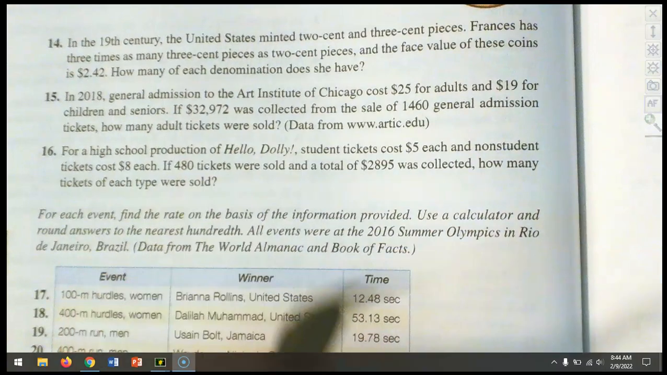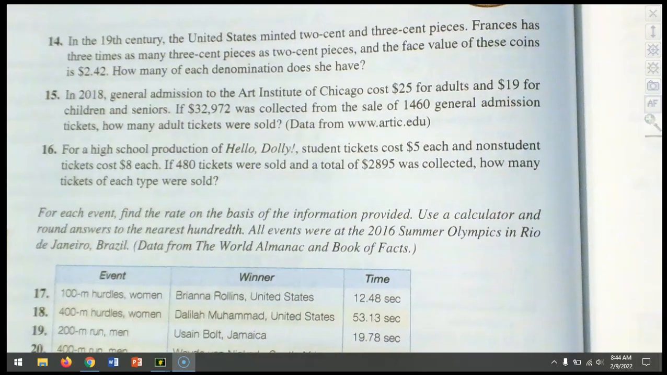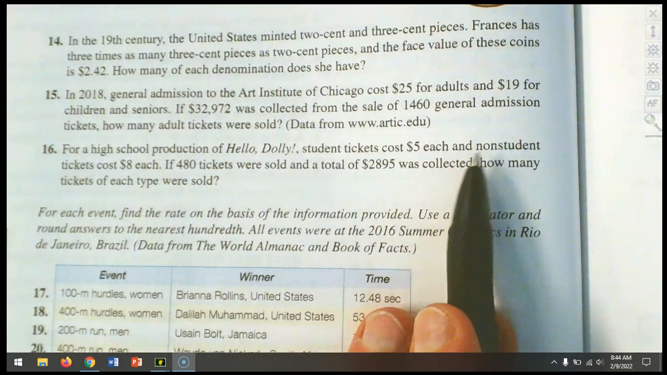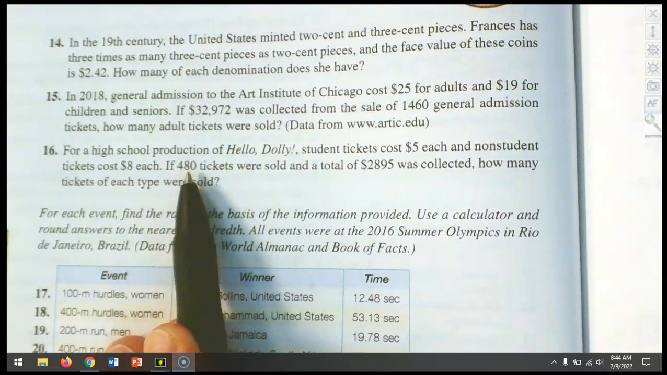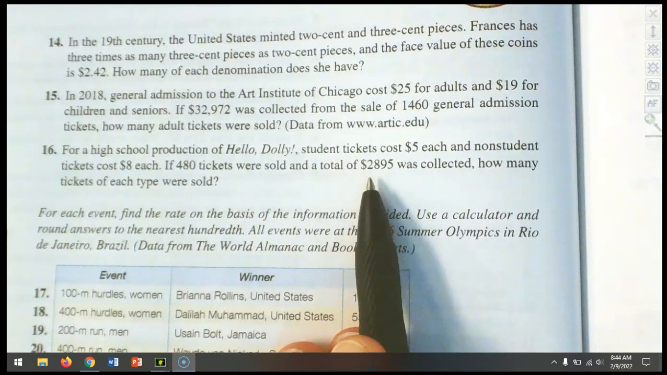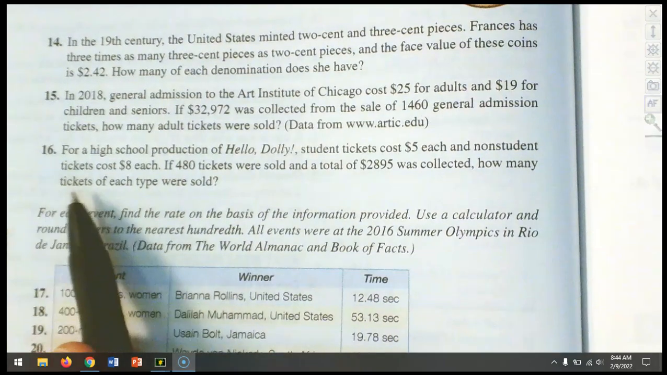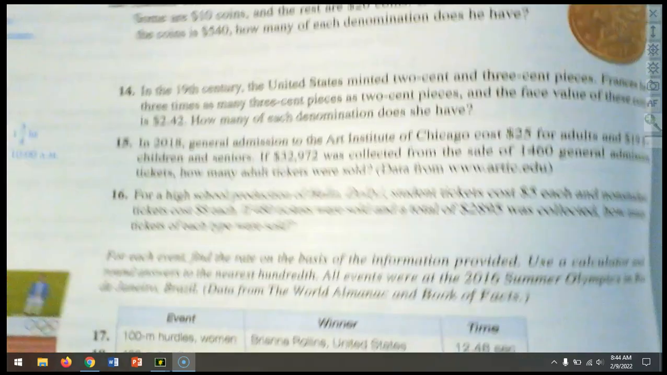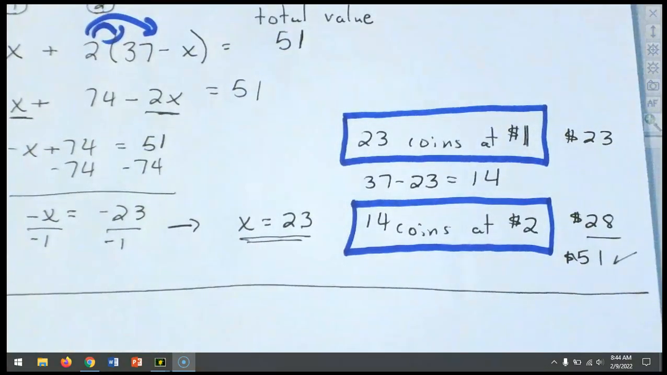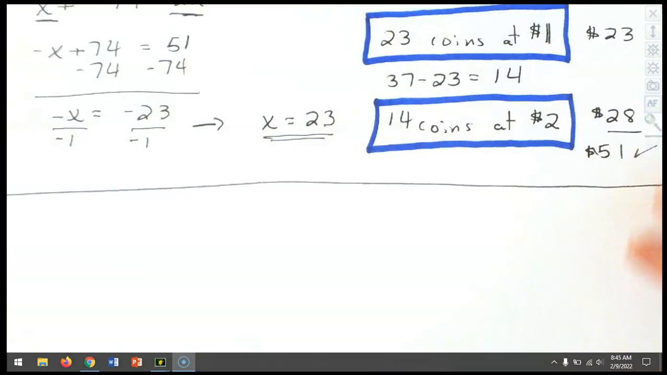For a high school production of Hello Dolly, student tickets cost $5 each, and non-student tickets cost $8. If 480 tickets were sold, and the total value was $2,895, how many of each type of ticket were sold? Very similar. Only difference is, instead of coins, we've got tickets. So we're going to set it up in almost exactly the same way.